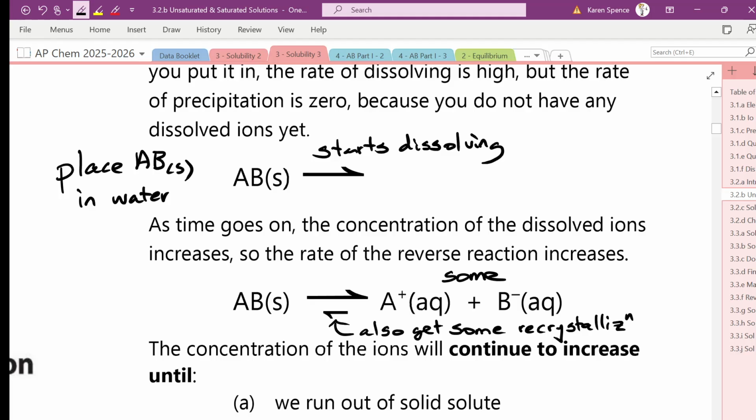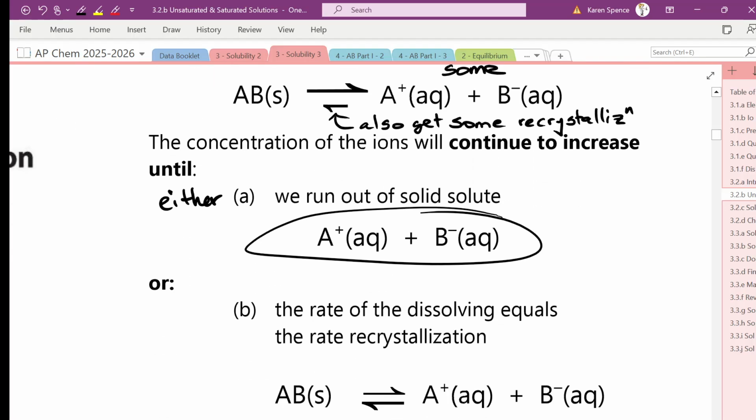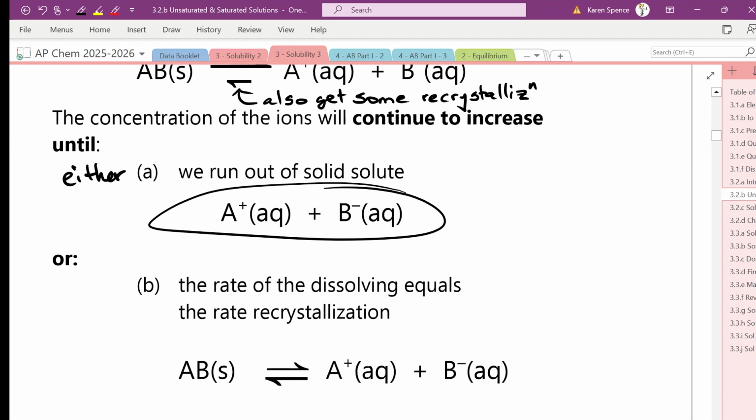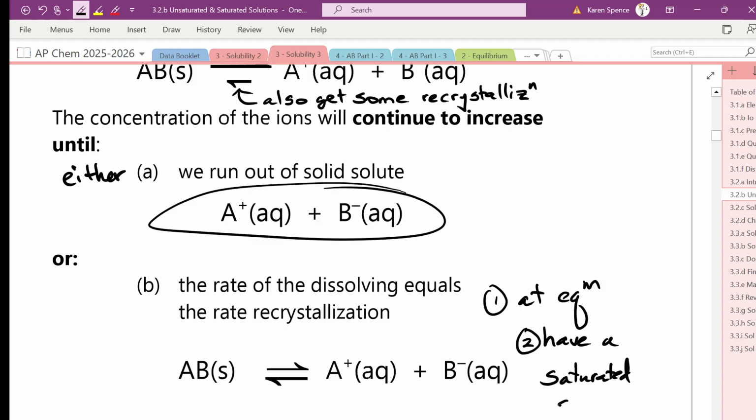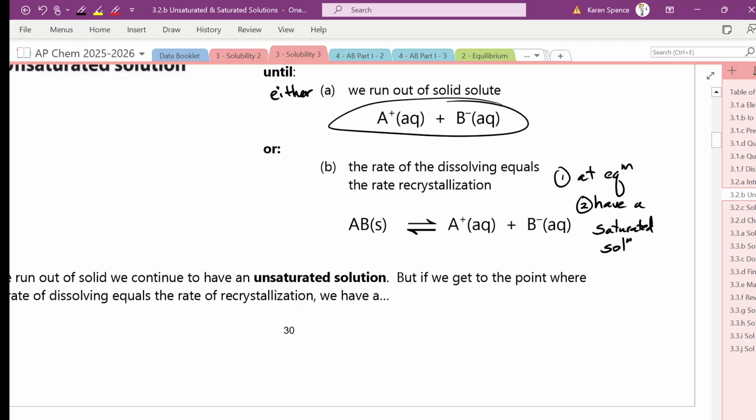And basically the concentration of ions will continue to increase until either we run out of solid solute, so all we have left is A and B, or the rate of dissolving equals the rate of recrystallization, and this means we are at equilibrium, and this means we have a saturated solution. So if we run out of solid, we continue to have an unsaturated solution.